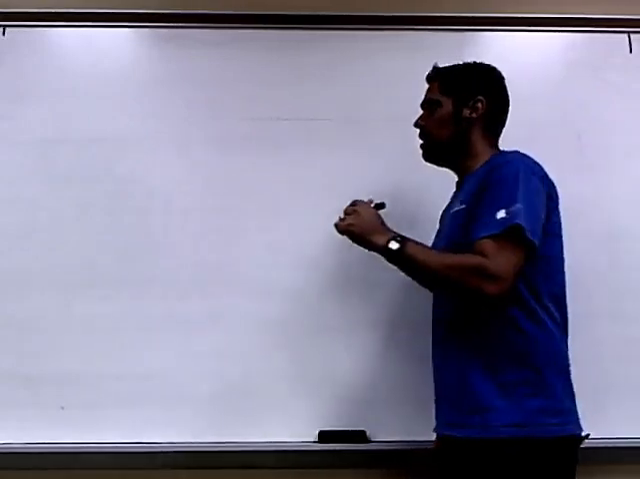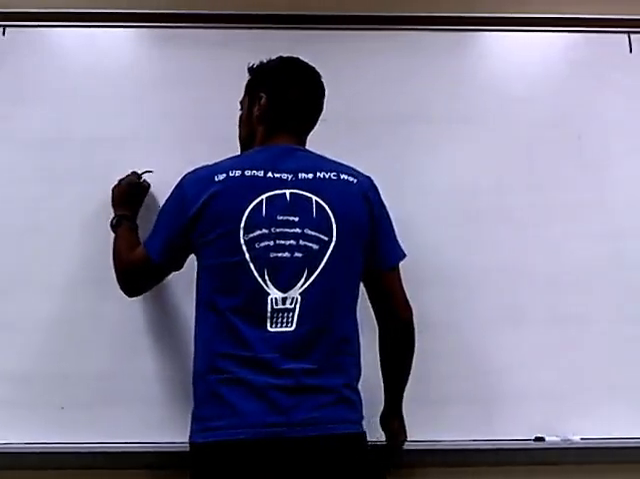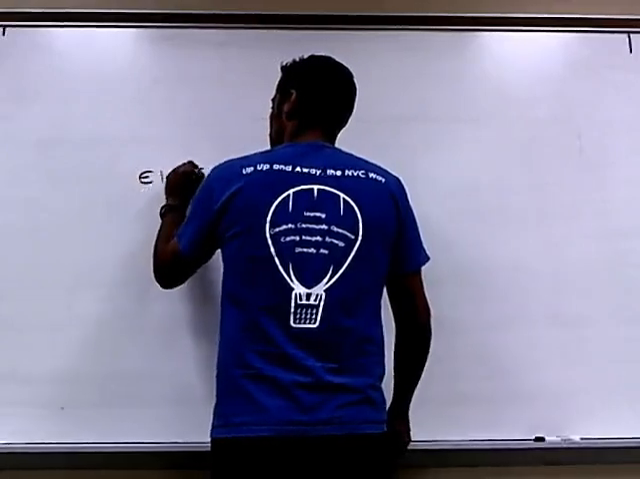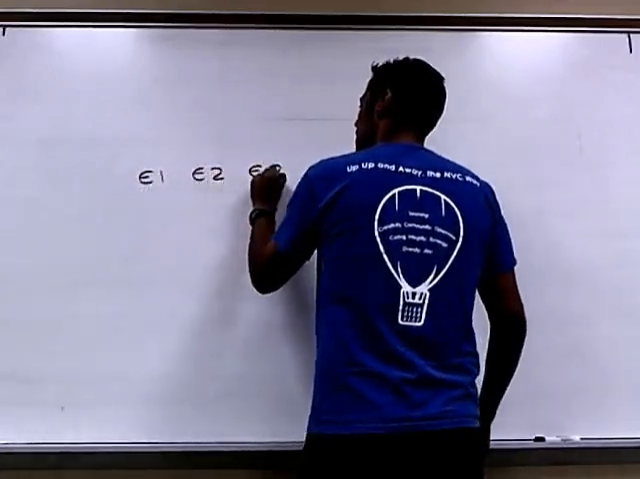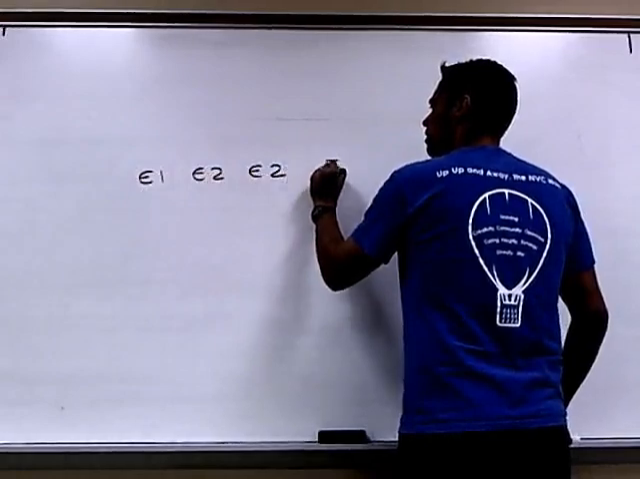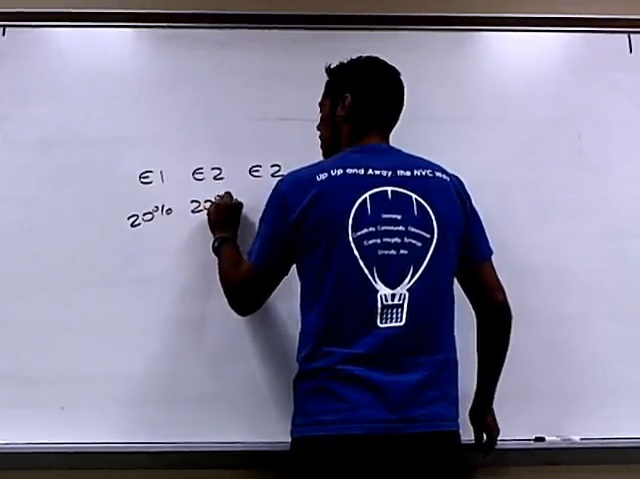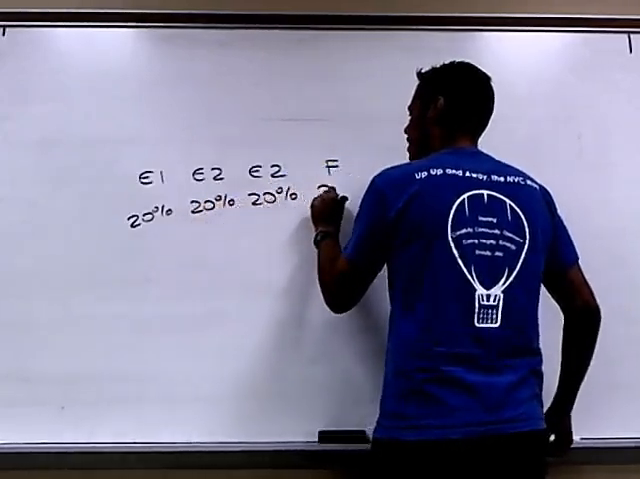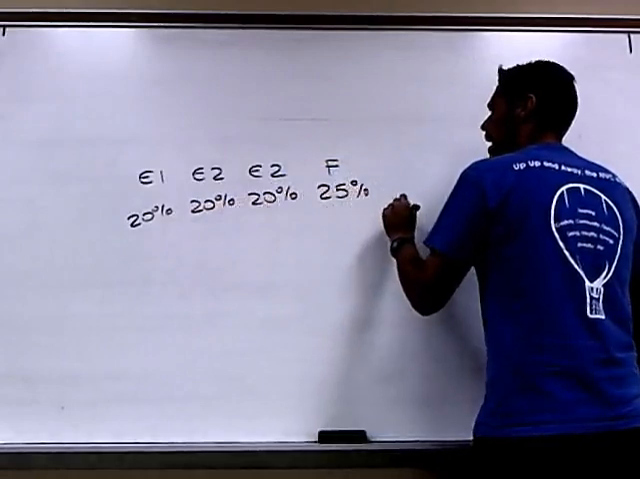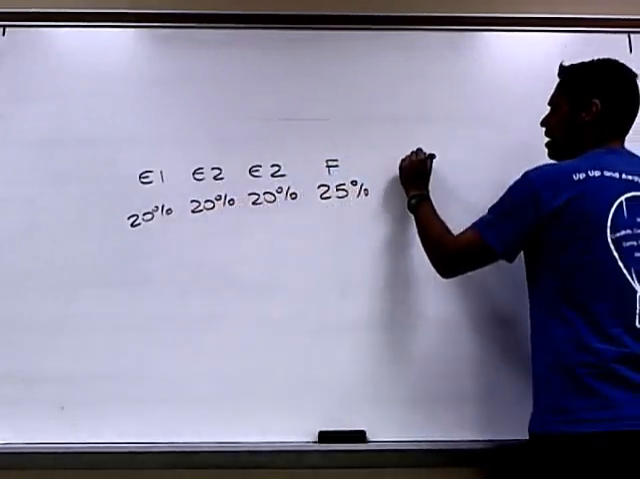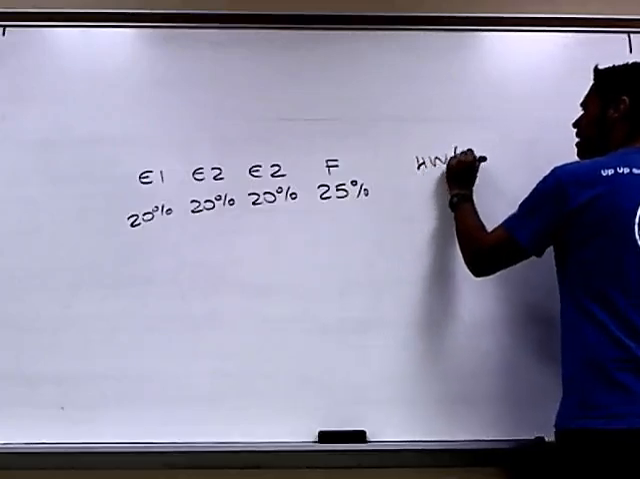What I've done is you're going to have 3 exams here. We'll say Exam 1, Exam 2, Exam 3, and then you have a final, right? This is 20% of your grade, 20% of your grade, 20% of your grade, and then 25% of your grade. And then the remaining 15% is homework and quizzes.